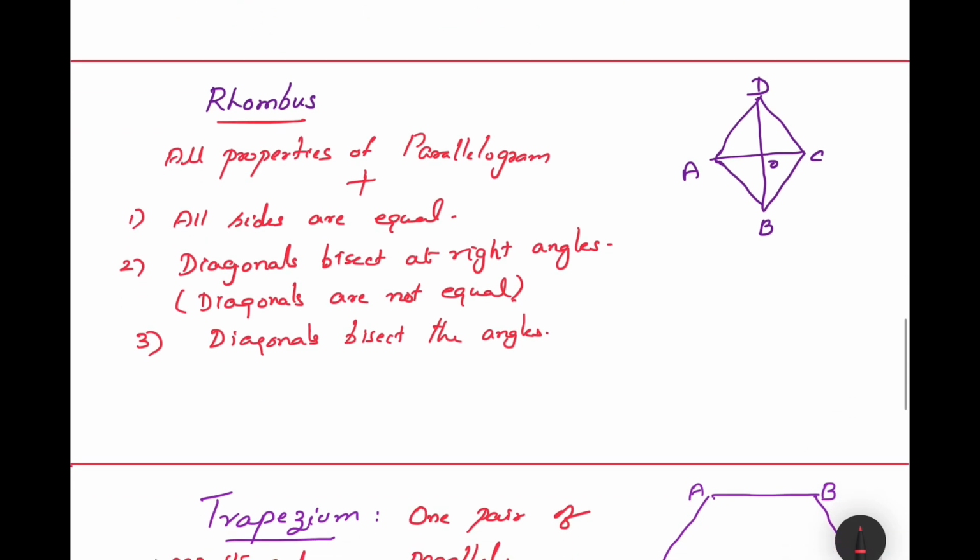Coming to rhombus, rhombus and square are almost similar, except that all the sides in rhombus are equal like square, but the diagonals are not equal. In square the diagonals are equal, but in rhombus the diagonals are not equal, but the sides are all equal.